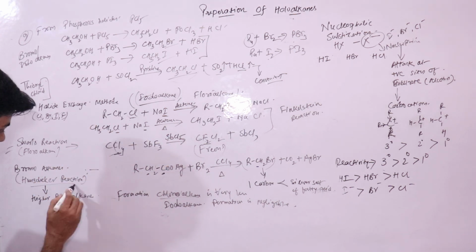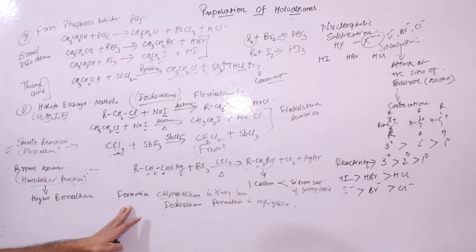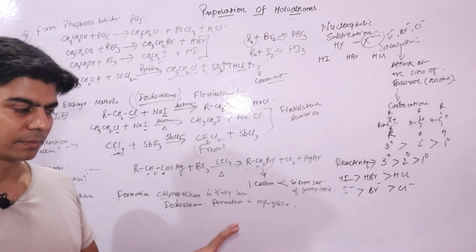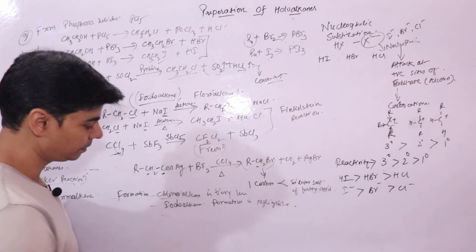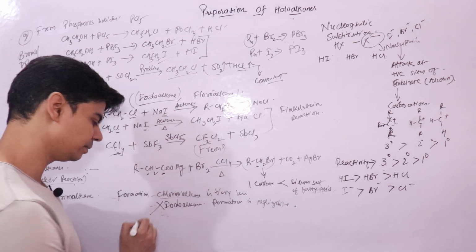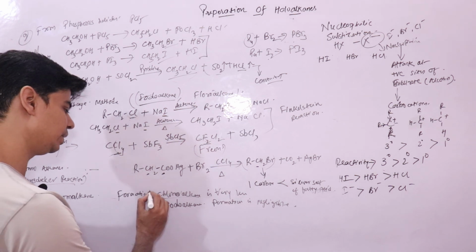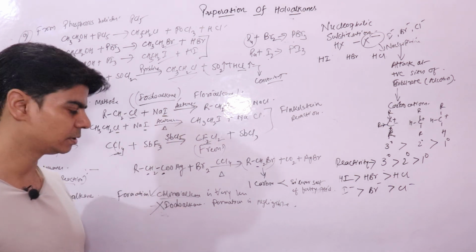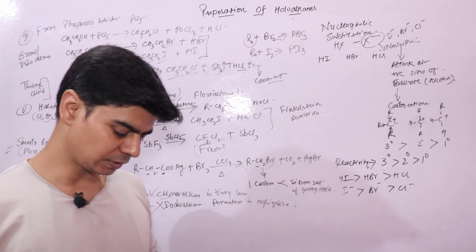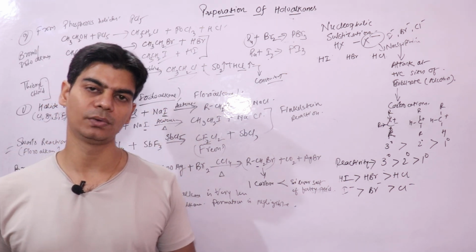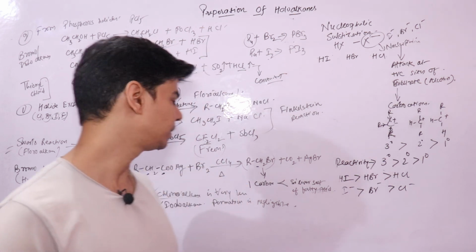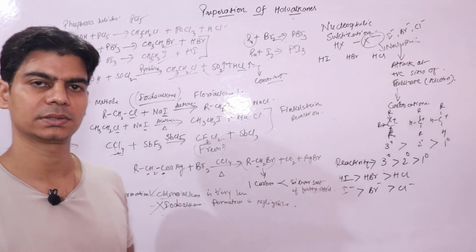Then you have the Hunsdiecker reaction. This is for bromoalkanes, for higher bromoalkanes. Chloroalkanes and iodoalkanes cannot be prepared. Iodoalkanes cannot be prepared at all, whereas the amount of chloroalkanes formed using this reaction would be very less. So we don't prefer using Hunsdiecker for the preparation of either chloro or iodoalkanes.